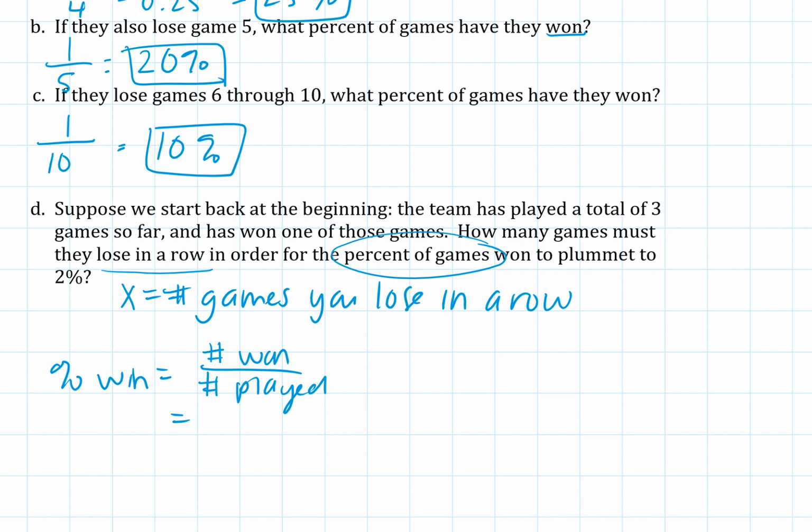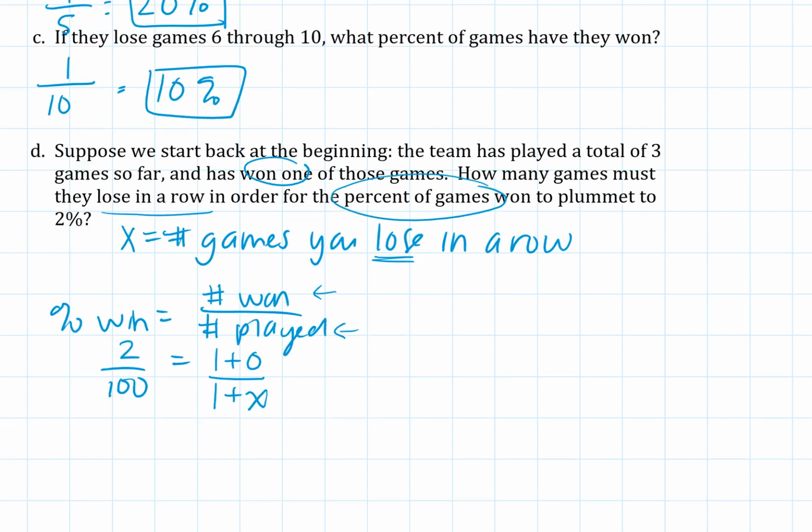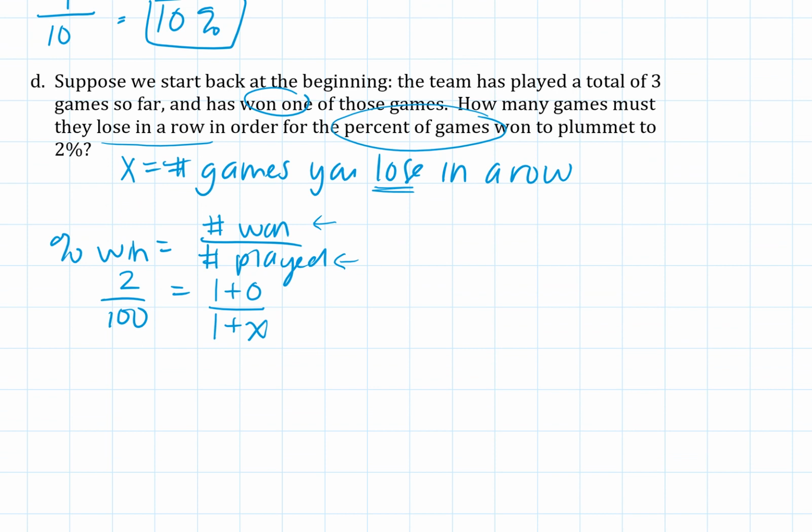Just for variety, I'll show you. 2% would be 2 out of 100. The number that you have won, let's say you've won 1 of those games, and this time you're on a losing streak. You're not winning anymore. So I could even say, for emphasis, 1 plus 0, you only won 1, and you are not winning additional games, but you're playing additional games. So this x is increasing the number that you've played without increasing the number that you've won. Okay, well, let's find a least common denominator. It'll need 100. It'll need 1 plus x.